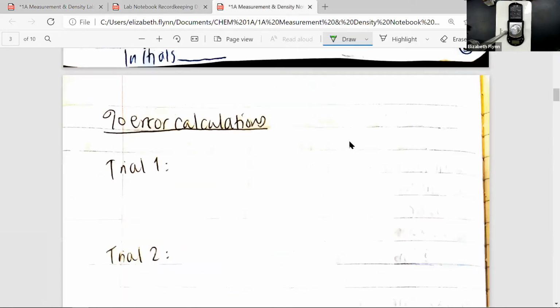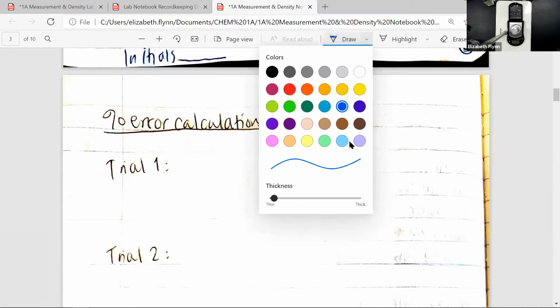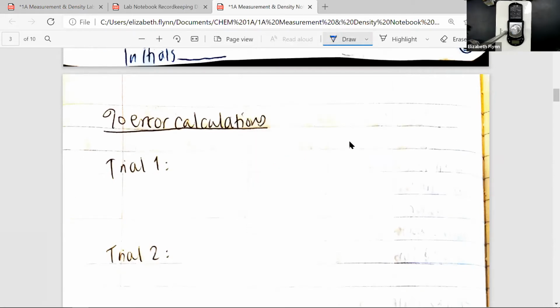So here we are. Let's calculate the percent error for trial 1. Percent error is equal to the experimental value, so that's 0.99 minus 1.0, divided by the theoretical value of 1.0. And this is going to be absolute value. We're going to multiply by 100%.